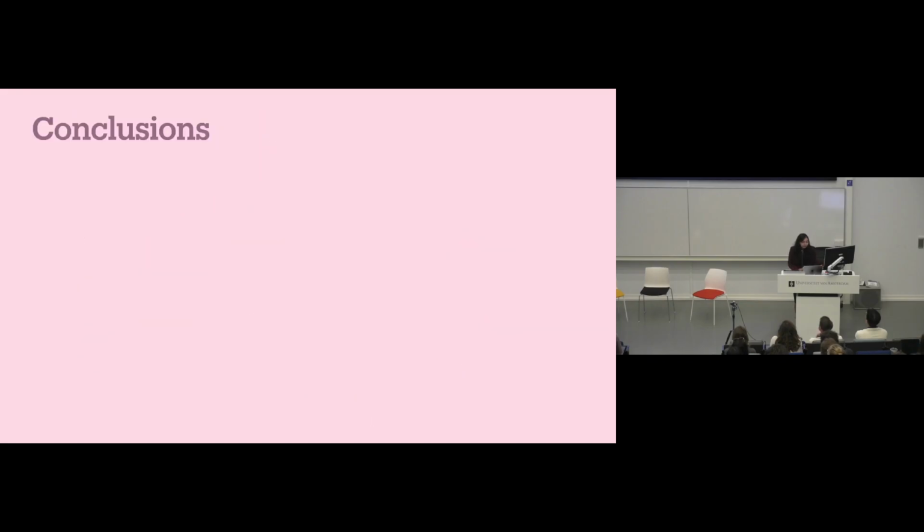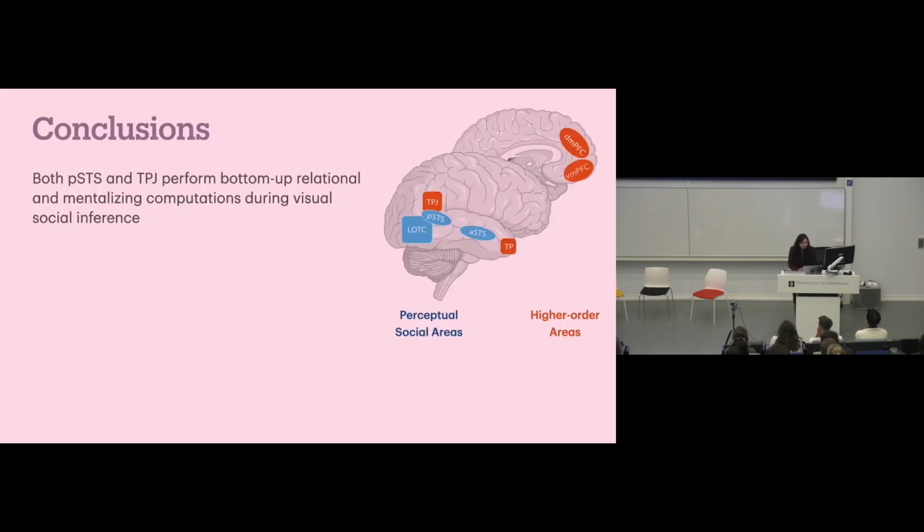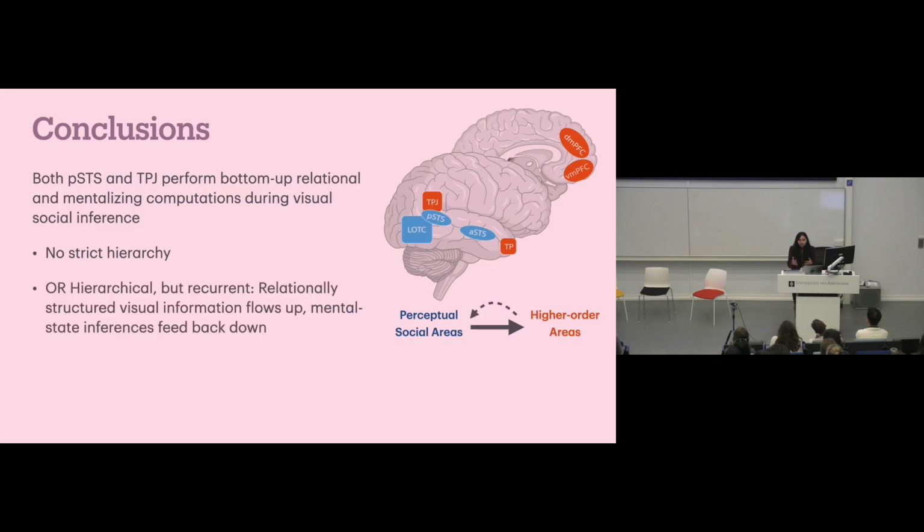Now, from these results, it seems that both perceptual social regions like PSTS and theory of mind regions like the TPJ are doing both bottom-up relational and mentalizing kinds of computations during visual social inference, suggesting that there is maybe no strict hierarchy. But there is an alternate explanation, which is that maybe there is a hierarchy between these regions, but there is also recurrent interaction between them.